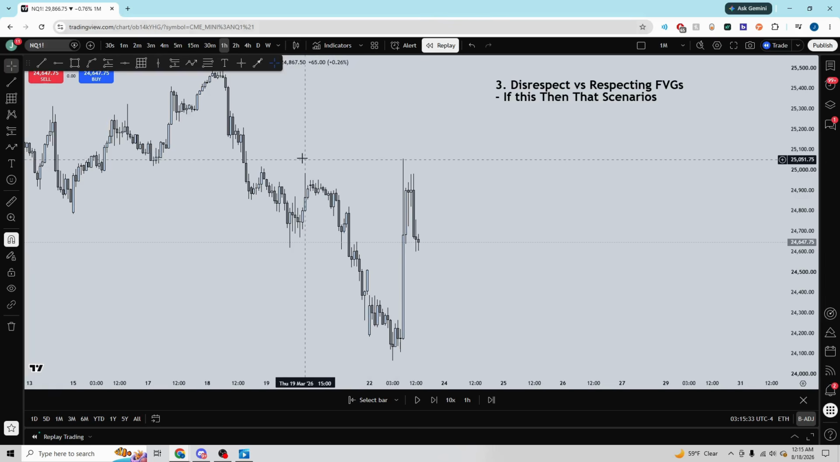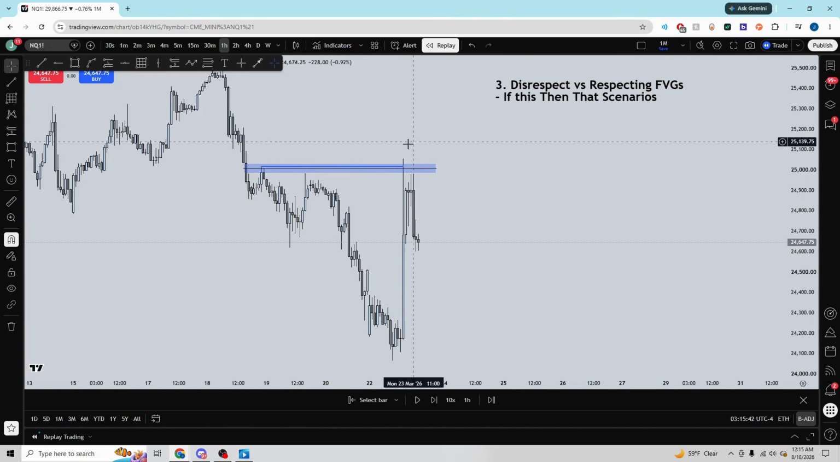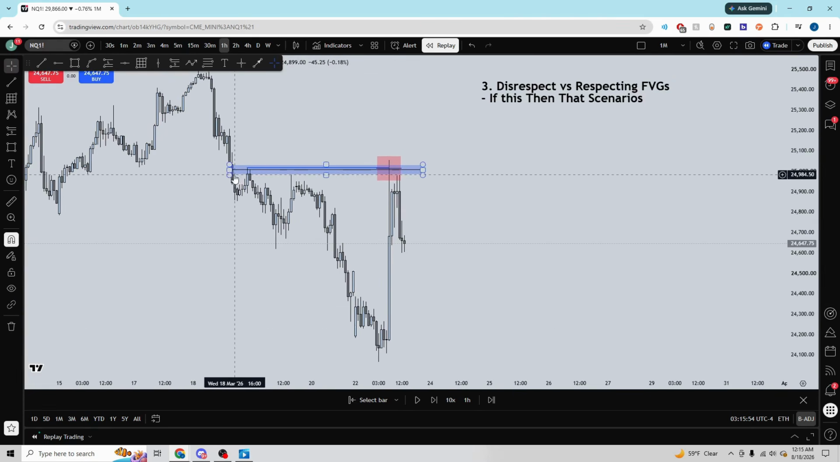Well, what did this wick actually do? You can see that we sweep liquidity on the high time frame and also react out of this 1 hour unfilled fair value gap. So now you can assume that this is high resistance because we sweep liquidity and react out of a high time frame PD array, and we're continuing to disrespect bullish fair value gaps while respecting bearish fair value gaps.